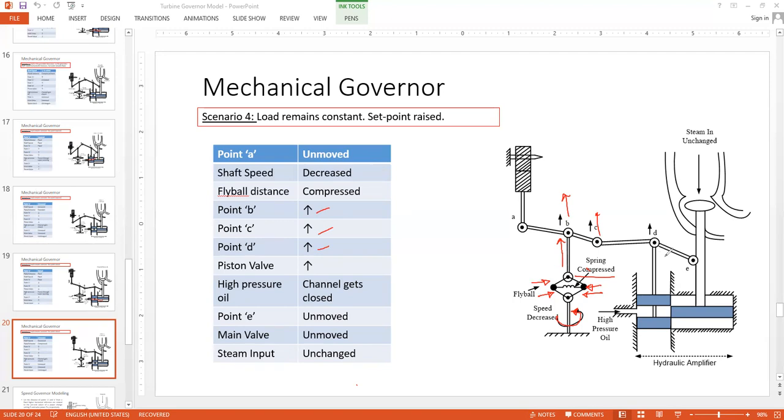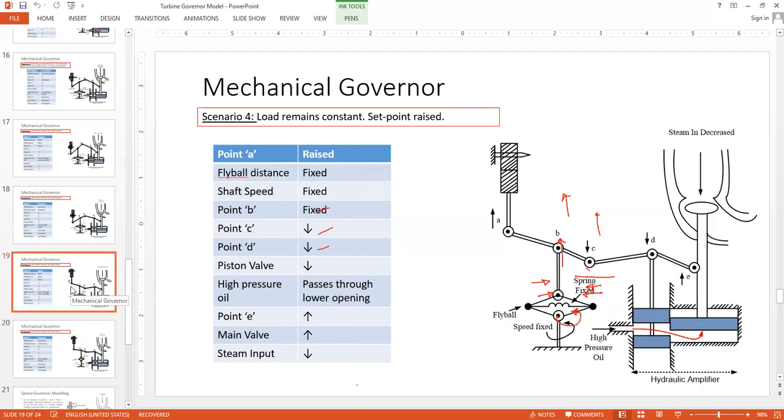As D moves up, you compare it with the previous diagram. In the previous diagram for scenario 4, you see the chamber. This lower chamber was open. Now if point D goes up in the next slide, what will happen? Slowly, this channel will be closed because this piston valve will be moving up. So that is shown in the next slide.